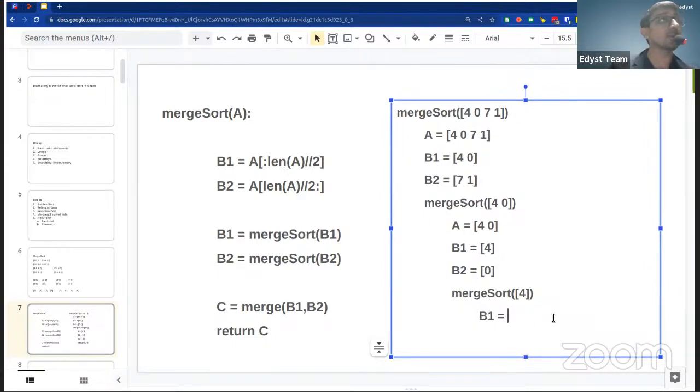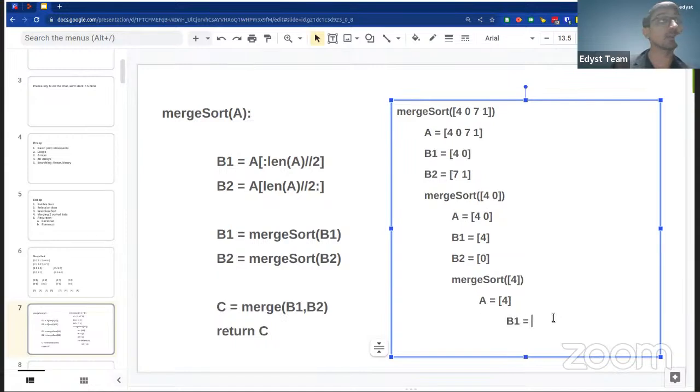Here B1 will be equal to, again B1 equals 4. Before that, what is A equal to here? 4. B1 is equal to, apply the formula. What is len of A? Len of A is here 4. Everything is 4 only. 4, 4, 4. What is len of A? 1. So len of A by 2 is?